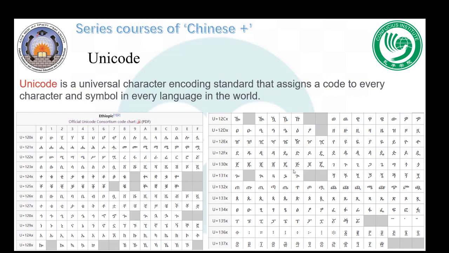Before showing Amharic, we should have the concept of Unicode. Unicode is a universal character encoding standard that assigns a code to every character and symbol in every language in the world. That means no matter English, Chinese, or Amharic, each has a unique code in this standard. For example, ha in Unicode is 1200, hu is 1201, he is 1202, and so on.